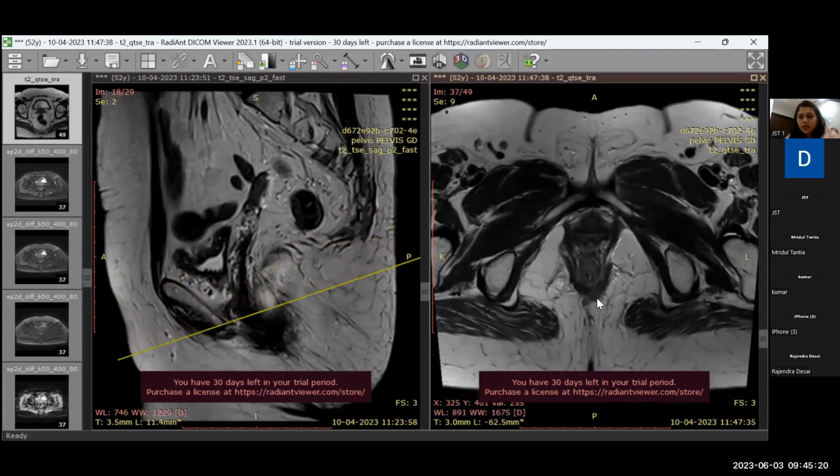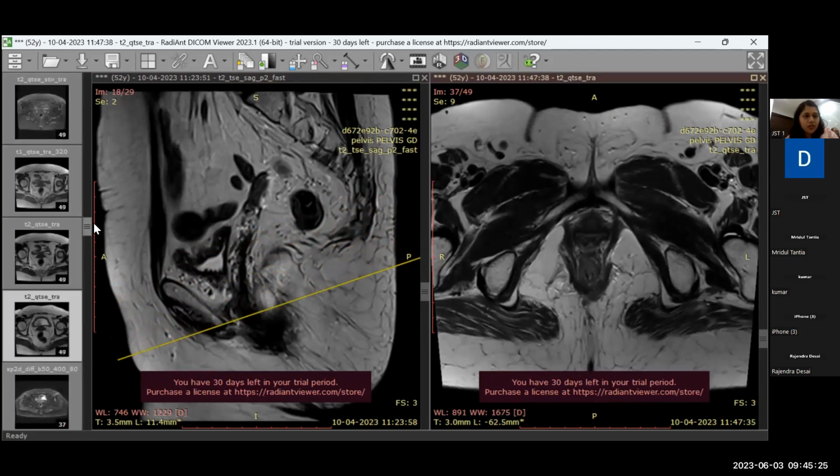And so I'll take an oblique coronal as well, so we can see the sphincter anatomy better.